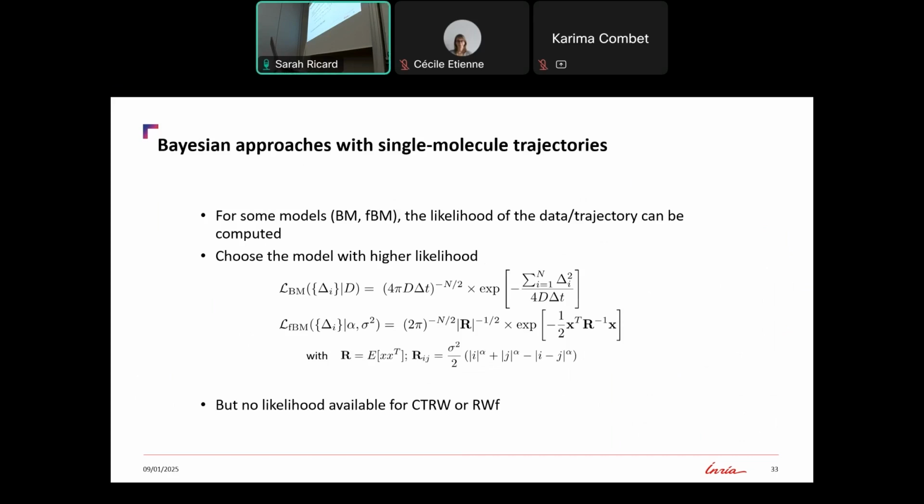But we have no explicitly written likelihood for the other models like CTRW or random walk on fractals. We still wait for someone who will be strong enough to write them, but it's not the case. I'm not strong enough to do that. So what can you do?